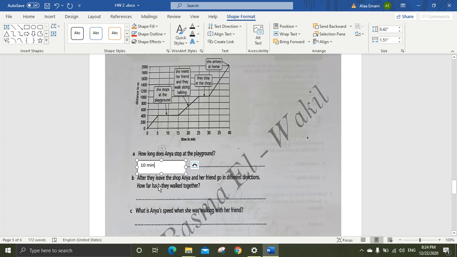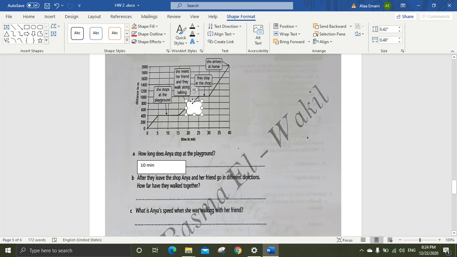After they leave the shop, because apparently she met her friends, Anya and her friend go in different directions. How far have they walked together? So we have a section here which is mentioning that she meets her friend and they walk along. This is a certain section.